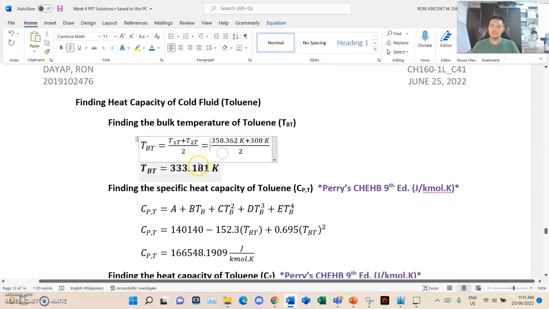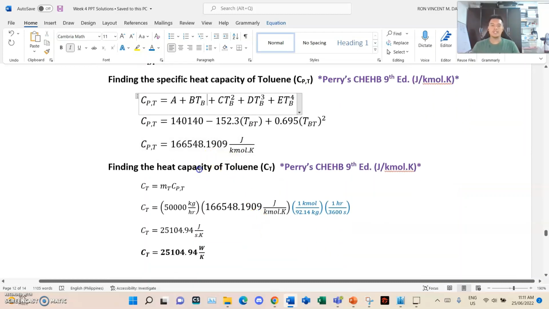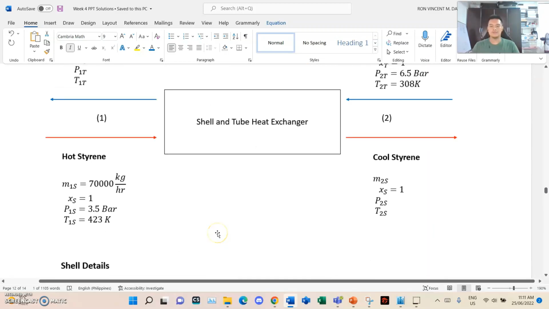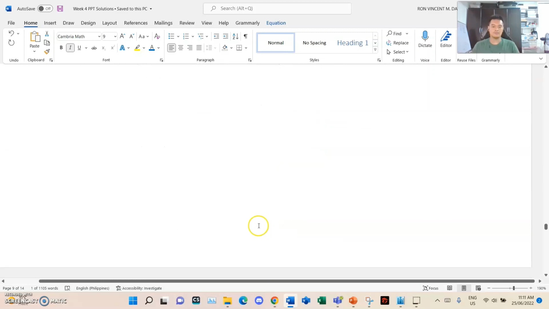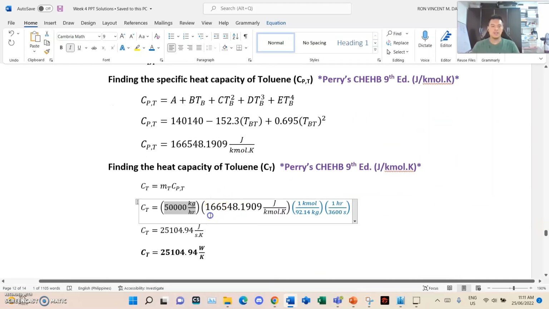Doing the same procedure for toluene, we find the average temperature of toluene between the inlet and outlet, find its specific heat capacity with respect to Perry's Chemical Engineering Handbook, and then the heat capacity of toluene. Noting that the toluene mass flow rate is 50,000 kilograms per hour, as seen here, I would calculate a heat capacity of 225,104.94 watts per Kelvin. Same units.